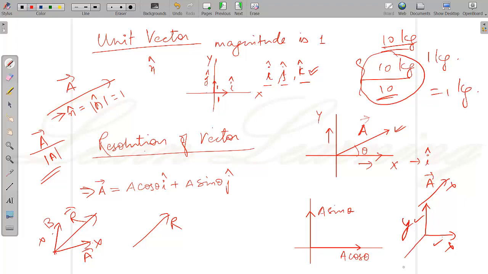Similarly, in the z direction also it can be. So we can replace vector A and say that there are three vectors, one in x direction, one in y direction, and one in z direction, whose resultant will be a vector. So how do we understand this properly?